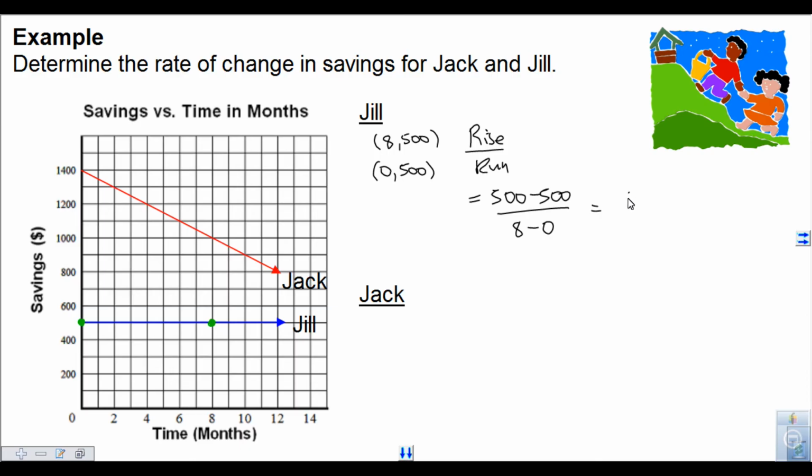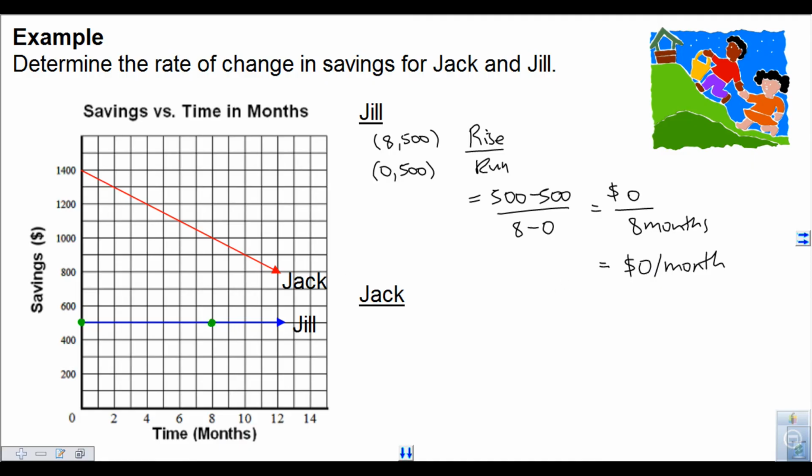Well, that's going to get me 0 as a numerator and then 8 as a denominator. And that's dollars and that's months. So 0 divided by 8, well, that's just $0 per month. So when a line is flat like this or completely horizontal, there is no change, right, in the savings. So that's why the rate of change would be $0 per month.